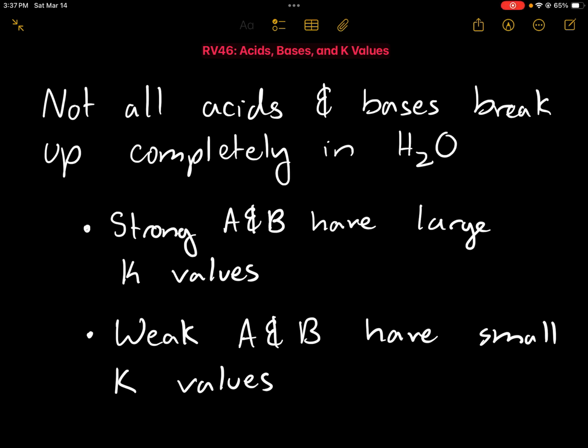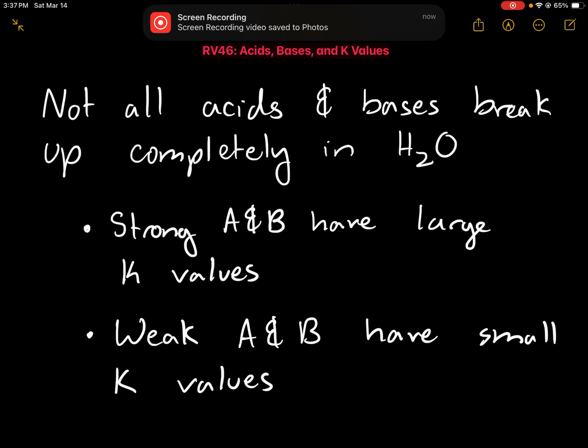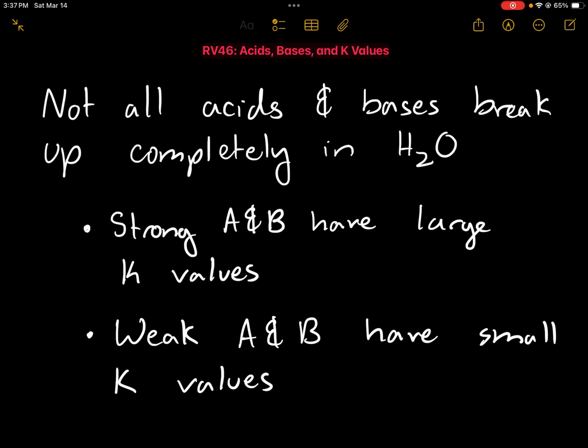This is review video 46, acids, bases, and K values. We already know that some acids are considered to be strong and some bases are considered to be strong. What that means is that they break up completely when they come into contact with water, but not all of them do that. The weak ones do not break up completely in water.